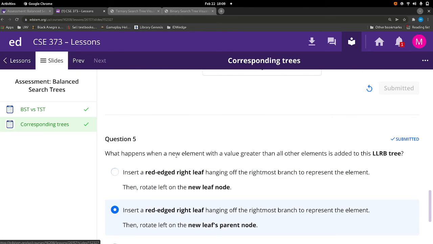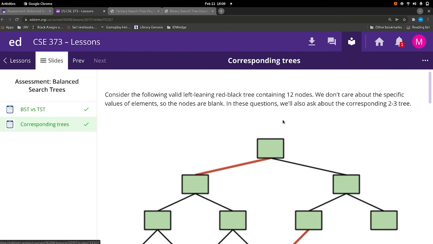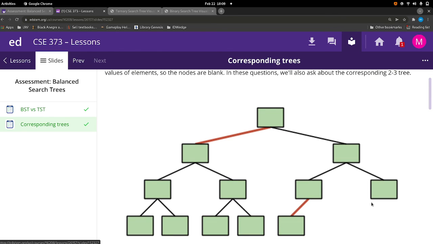Okay, so what happens when a new element with a greater value than all the other elements is added to this left-leaning red-black tree? Well, if it's greater than, it's going to go all the way down to the right, so right over here. So, if this was a 2-3 tree, this would be a stuffed leaf node with two keys. So it would be inserted with a red link, because the red links correspond to the nodes that are going to have two keys in them. So it's going to have a red link.